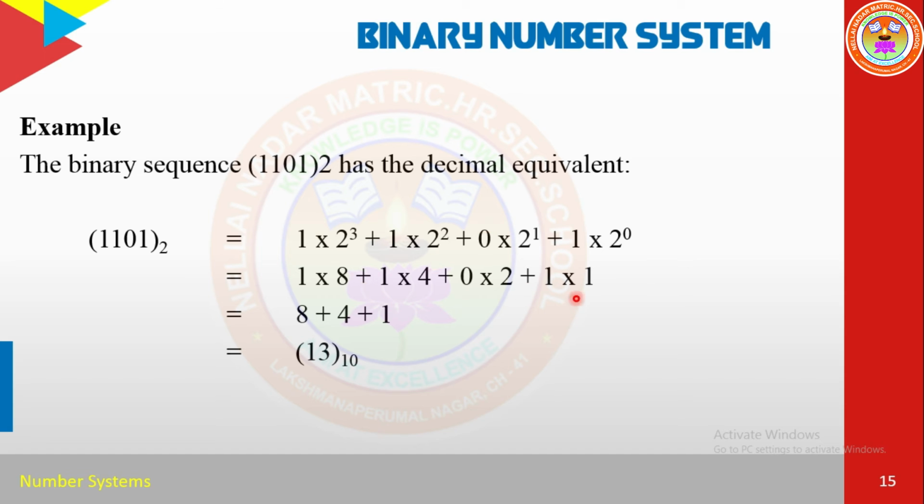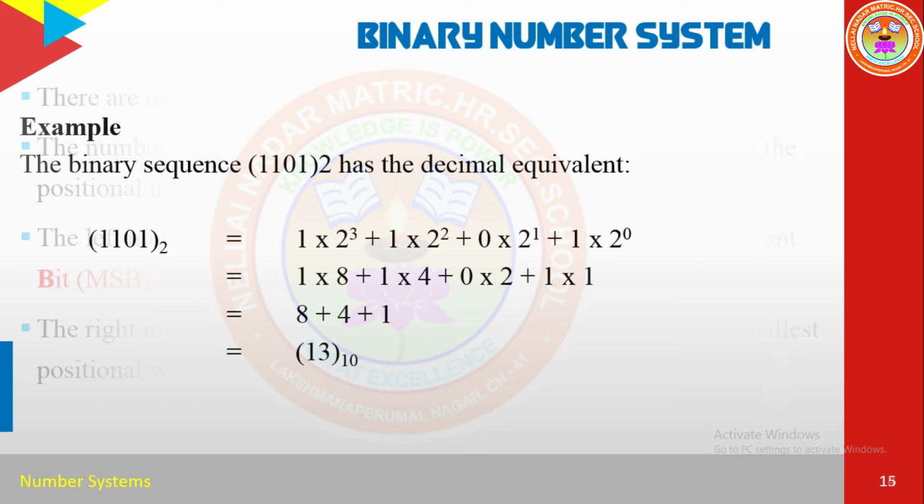These are the steps you can follow. Then finally it is the decimal number. That's why in the base value I am putting 10. Understood? So this is an example of binary to decimal conversion. The given number is a binary number, and we are going to convert that binary number into a decimal number. Clear?